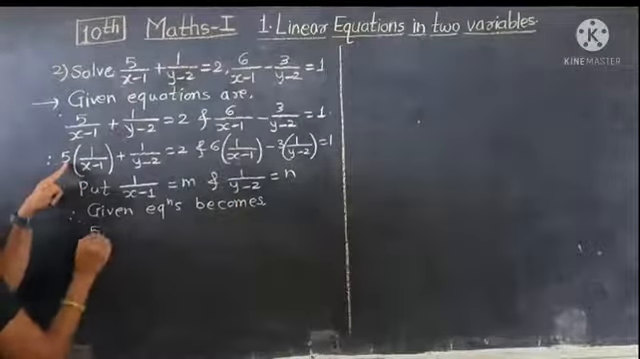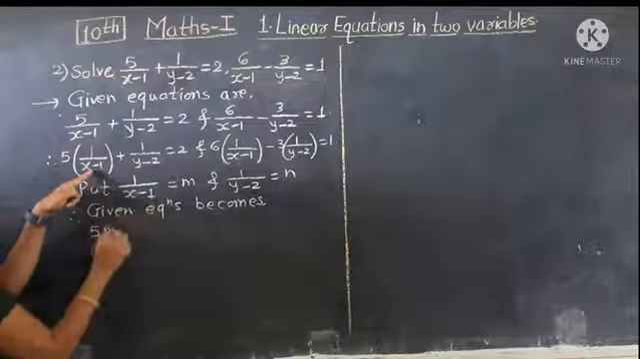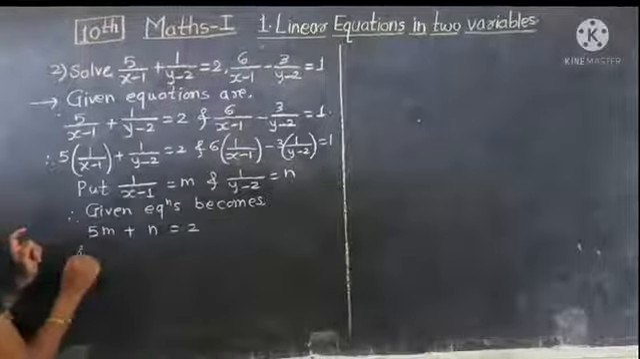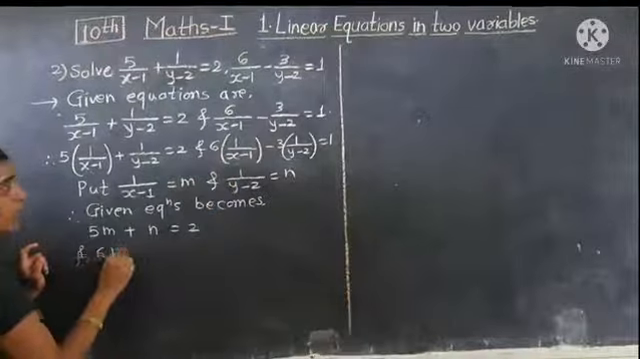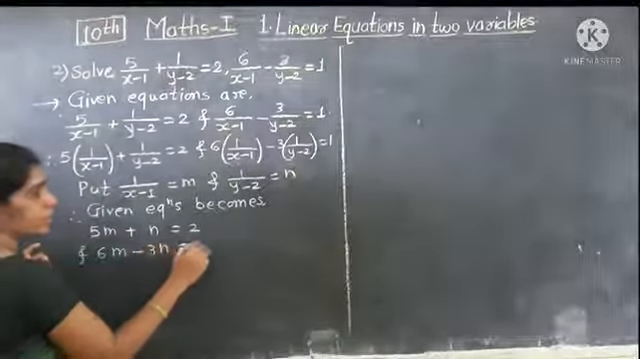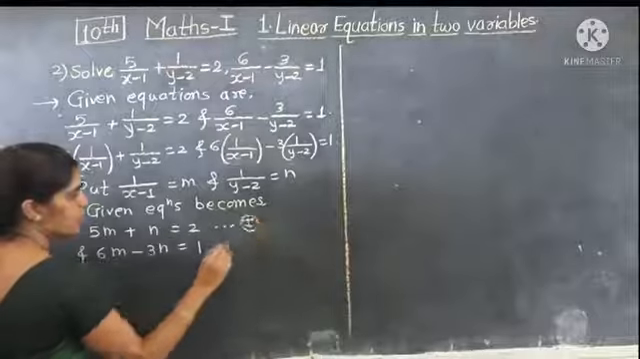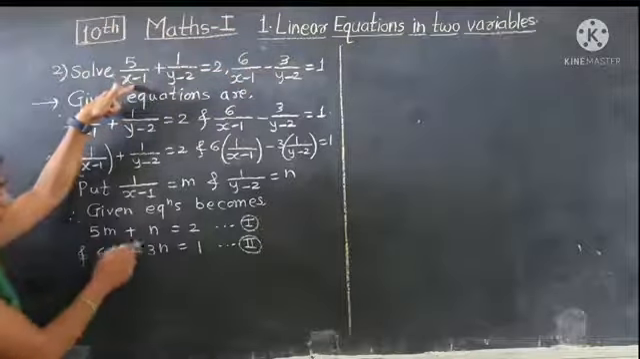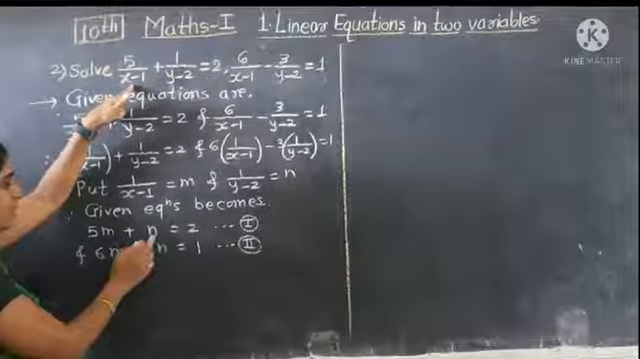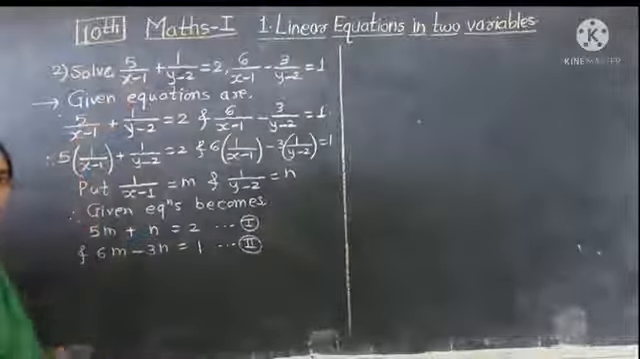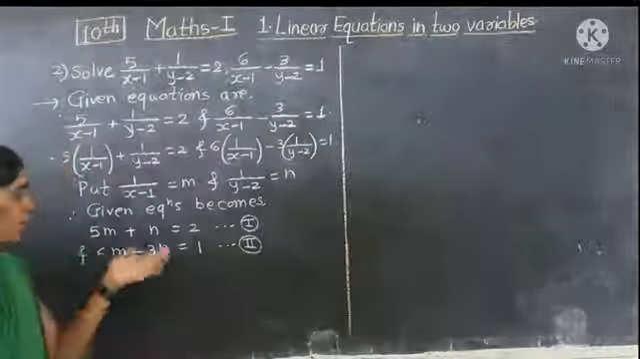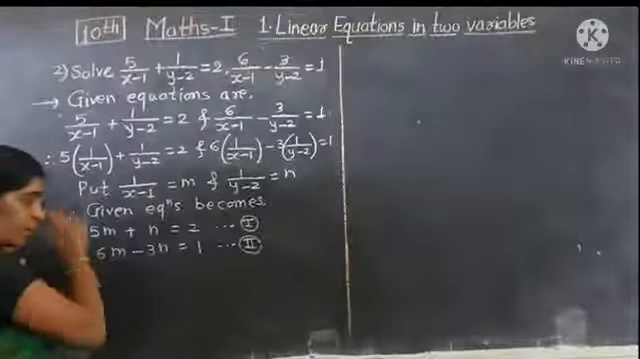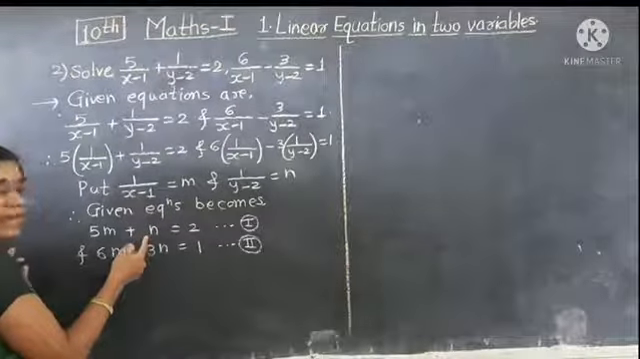Here 5 as it is. 1 upon x minus 1 is m, plus 1 upon y minus 2 is n, is equal to 2. And what is the second equation? 6 into m minus 3 into n is equal to 1. We call this equation first and this second. So the given equations are reduced to linear equations in two variables. Two variables are present, m and n, and the degree is 1. Therefore it is a linear equation in two variables. Now you solve this by the substitution method or by the elimination method. Here I solve this by the elimination method.